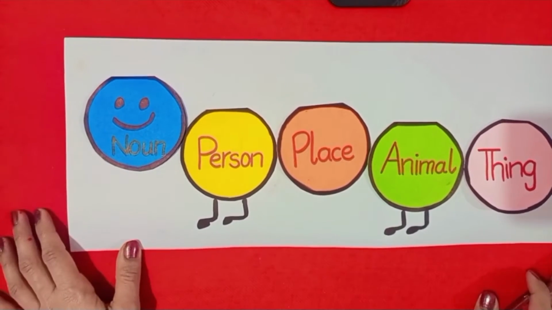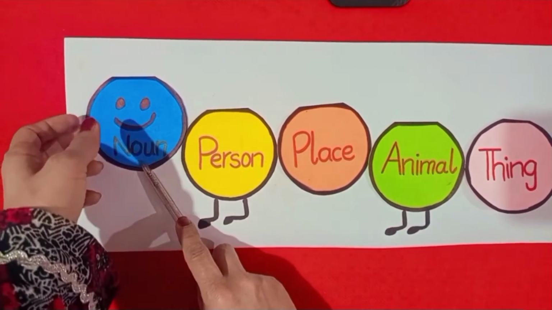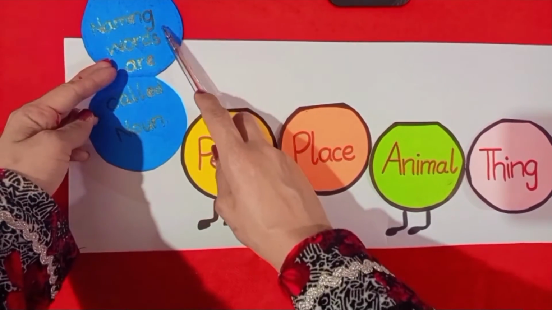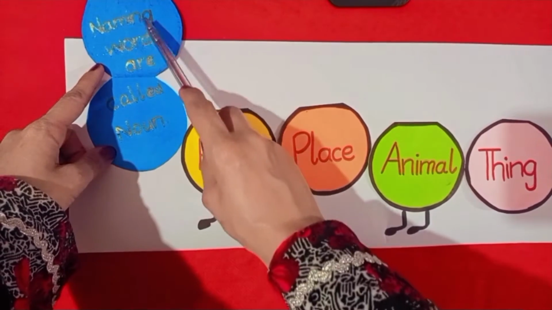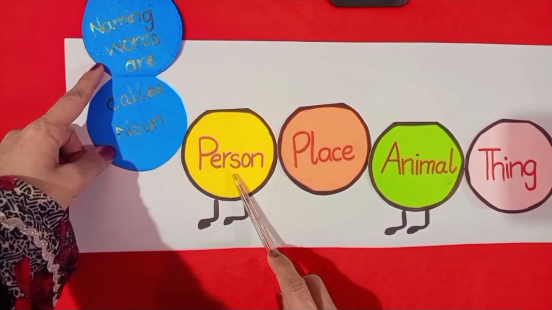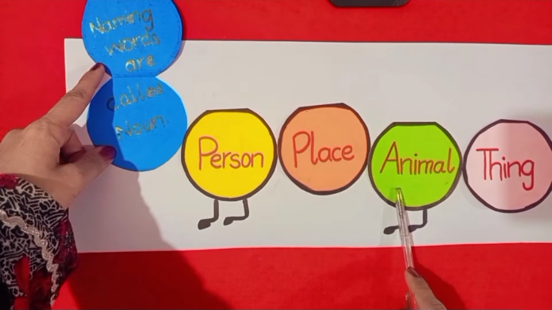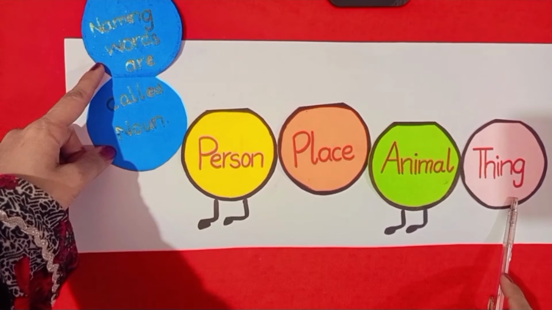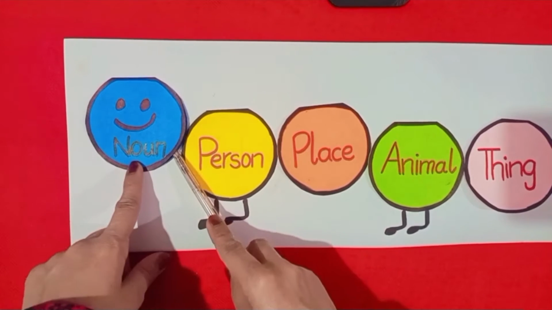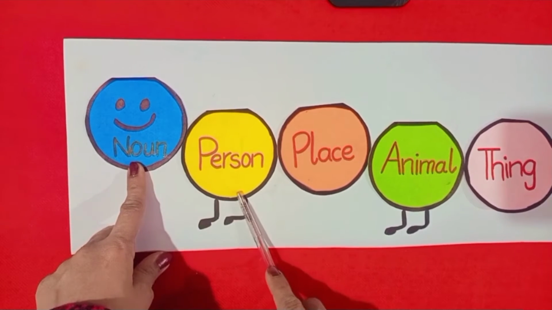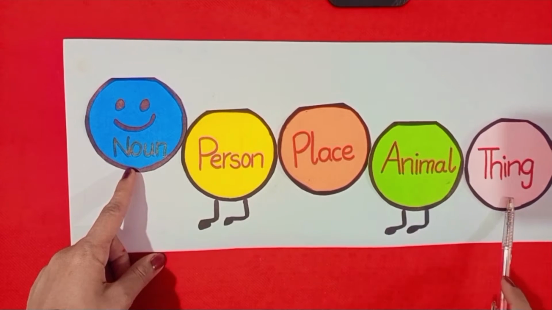Today I will teach you the noun. Noun. Naming words are called noun. Naming words of a person, place, animal, and thing are called noun. Noun is the name of a person, place, animal, and a thing.